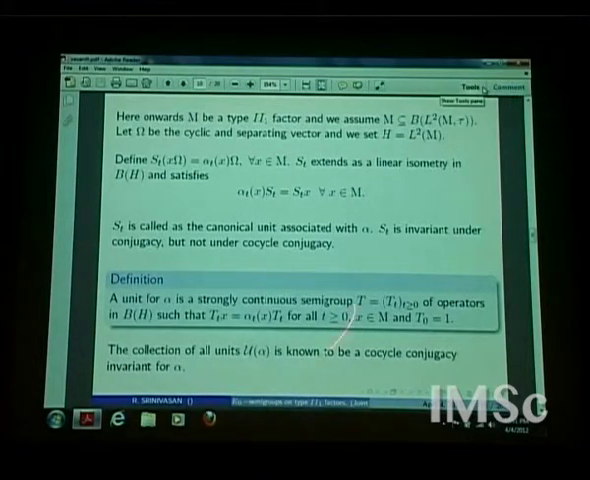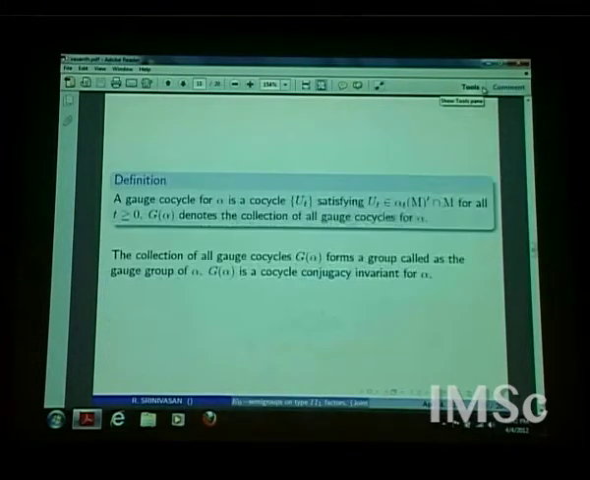The collection of units I denote by U_α, and one can prove that this is a cocycle conjugacy invariant. If you have a cocycle, you can left multiply a unit to get a unit for the other one. So given an E0 semigroup, we want invariants, and the units are one such invariant.